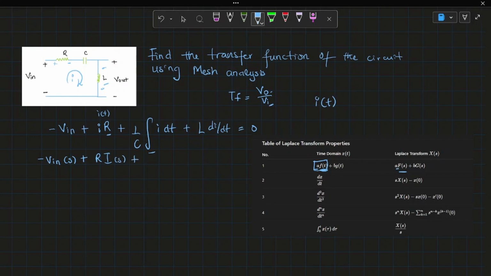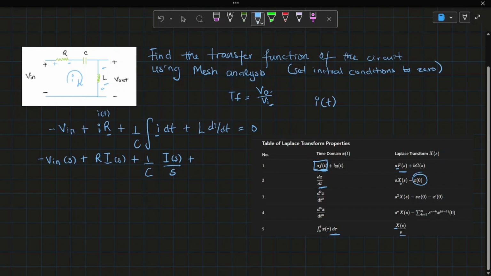Now this integral, we can see integral along this place. So this will become 1 over s as usual, because this is just a constant. Then this part will become I of s over s. So instead of x, we have I. Plus the di over dt, which is this, will now become this. But sorry, I forgot to mention that in this case all initial conditions are set to 0. So we get to ignore this and only take this.